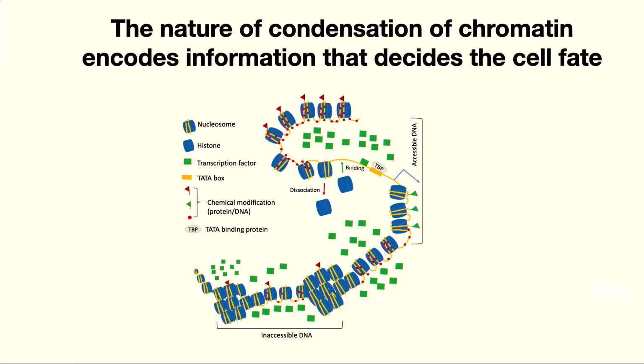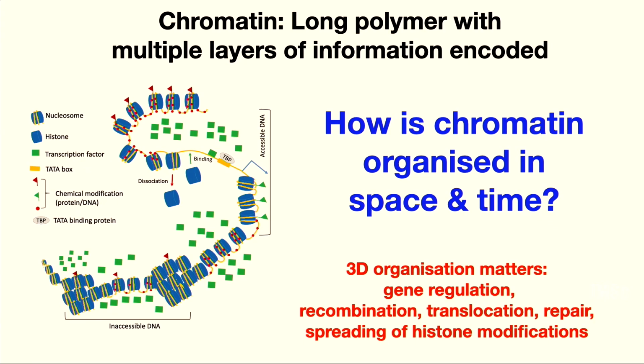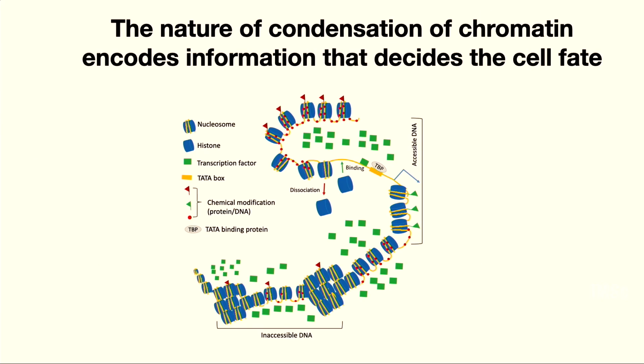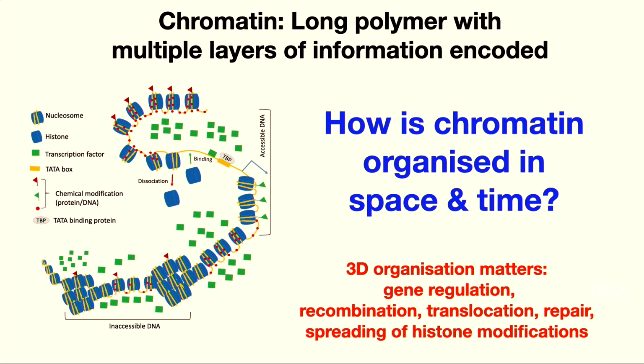Now, the question is, what is the nature of condensation? It turns out that the specific way the DNA condenses decides the fate of the cell. For example, whether the cell becomes a neuronal cell or a skin cell is decided by the way the DNA locally condenses. Therefore it is important to understand how it condenses in space and time.